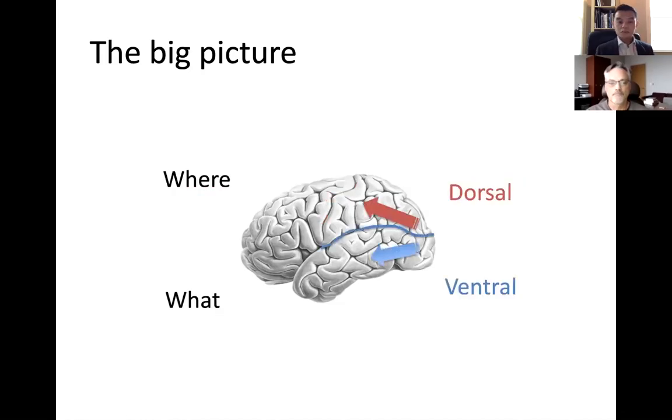And then the last one of these three is your where versus what pathways. Generally speaking, the dorsal part of the brain is more of your where part. It tells you where things are in space. And the ventral part of the brain is more of your what pathway. So what exactly are you looking at? What are the features of the item that you are paying attention to or thinking about?